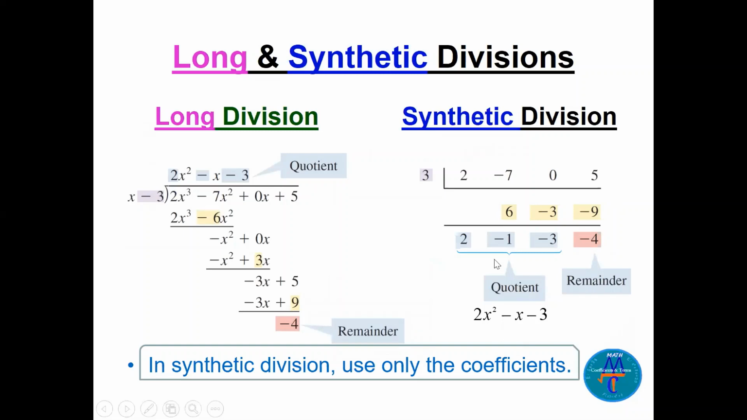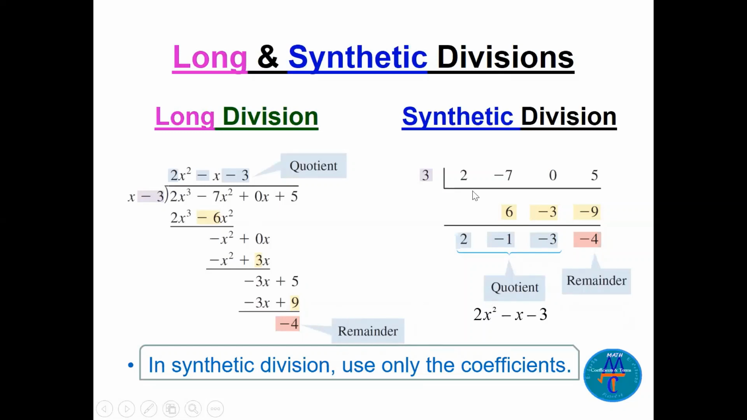This is a comparison. Same question. This is a long division, and this one is a synthetic division. See, we get the same remainder, minus 4 and minus 4, with the quotient here, 2x squared minus x minus 3, 2x squared minus x minus 3. Same answer if you use any method.